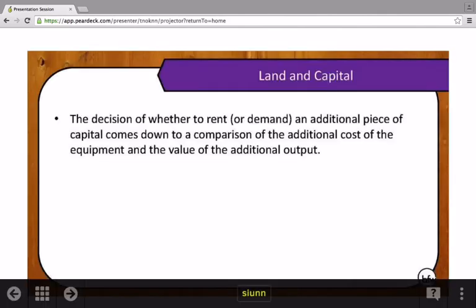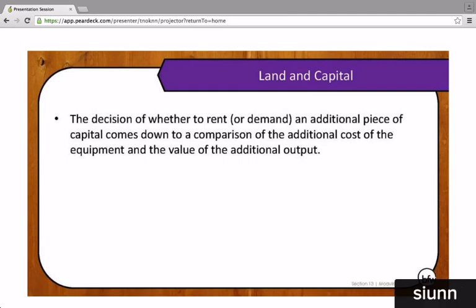So the decision of whether to rent or demand an additional piece of capital comes down to a comparison of the additional cost of that land or equipment and the value that is received from the additional output that is produced by that land or capital.